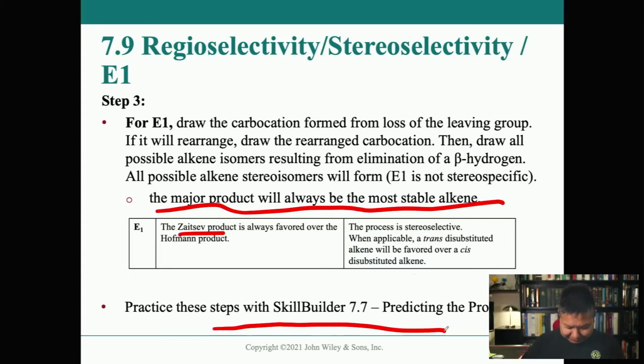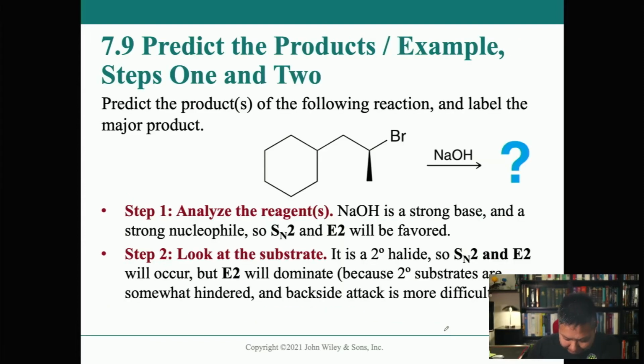Good luck. So let's go through this with an example. Predict the product of the following reaction and label the major product. Let's go through this stepwise again. Step 1, analyze the reagent. We have sodium hydroxide here.